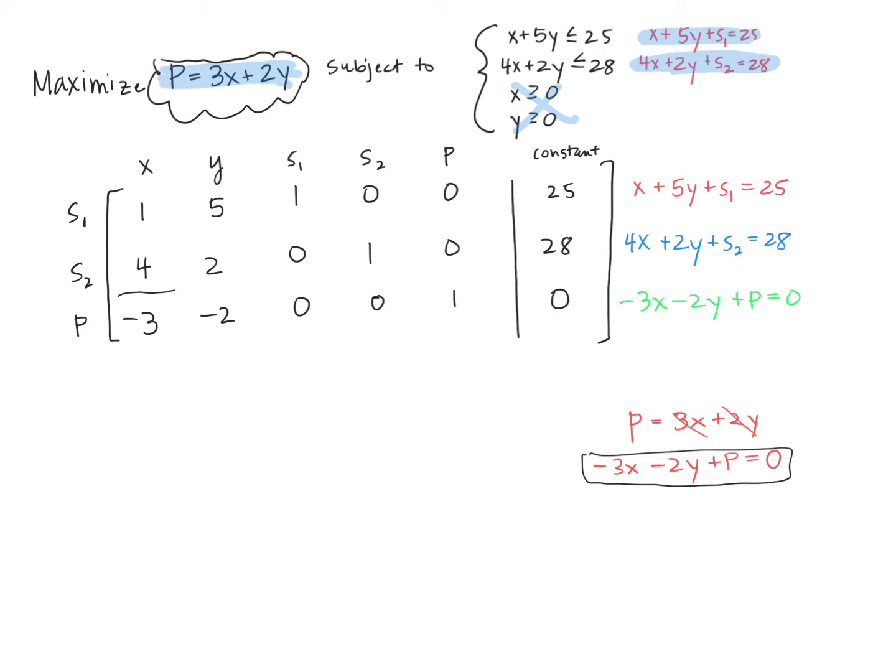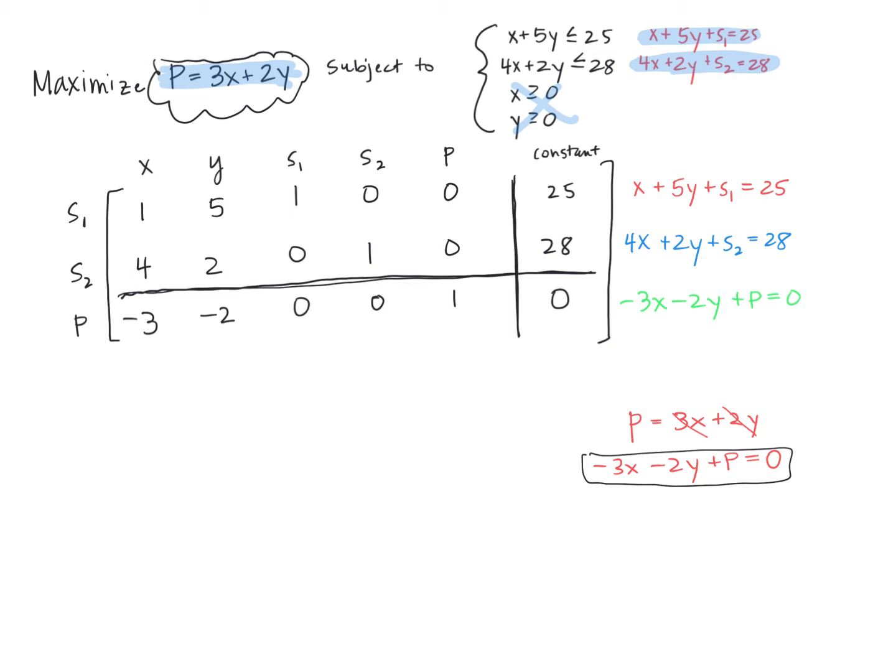Okay, so you're often going to see a line here. The vertical line separates the variables from the constant. The horizontal line separates your constraints from the function that you're trying to maximize. So that's the purpose of the lines.